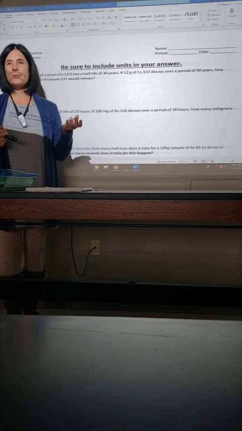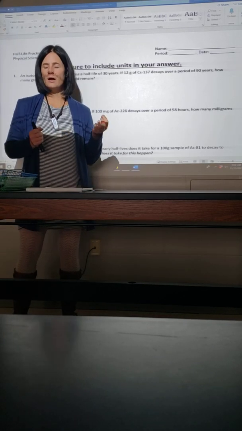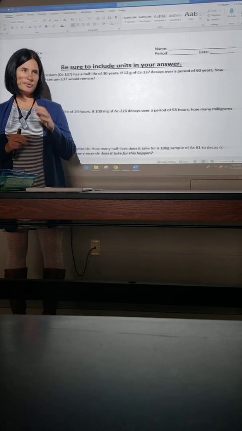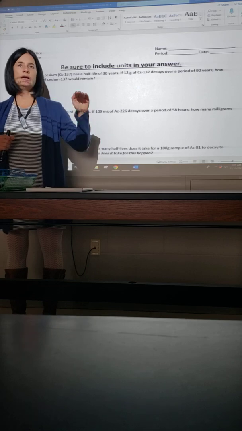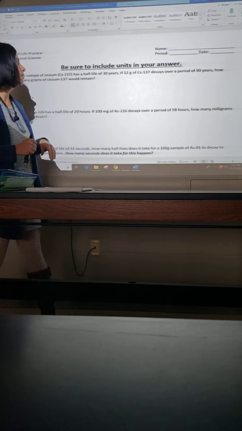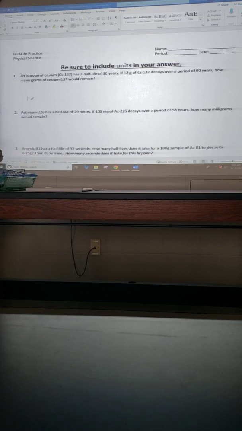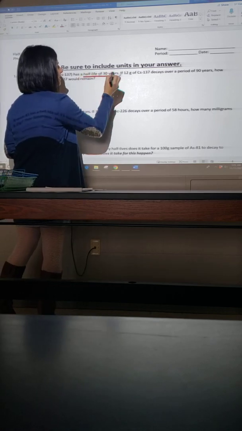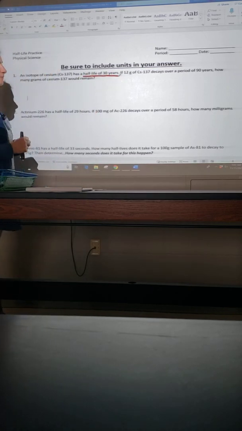Something that I didn't talk about necessarily was that typically when we do math problems, we're going to underline the information that's given to us, so that it stands out in the problem. So for number 1, it says an isotope of cesium-137 has a half-life of 30 years. Well, here's a piece of information. The half-life is 30 years, so I'm going to underline that.